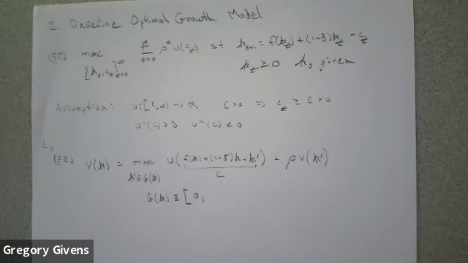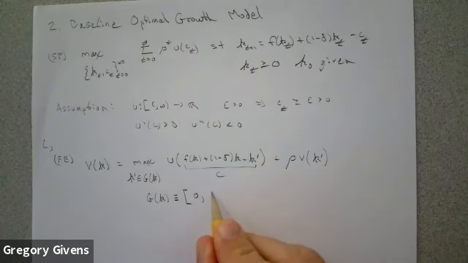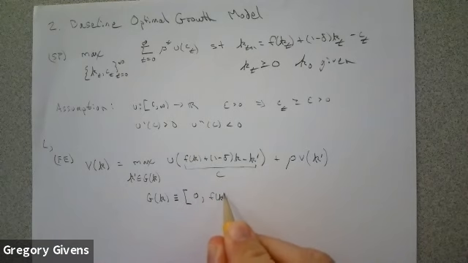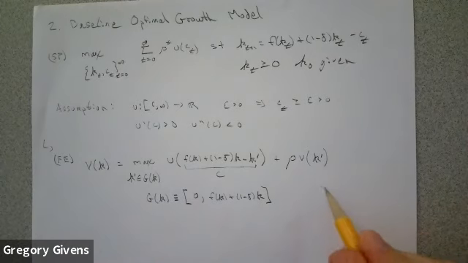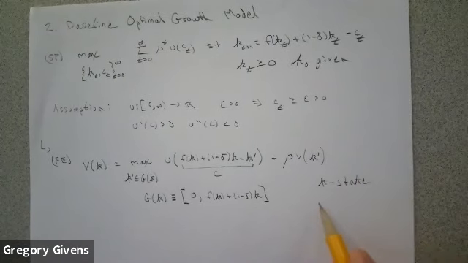Well, if the planner chooses to feed this agent nothing, consumption is 0, what is k_{t+1}, or k prime, going to be equal to? F of k plus (1 minus delta) k. k is the state, k prime is the control.